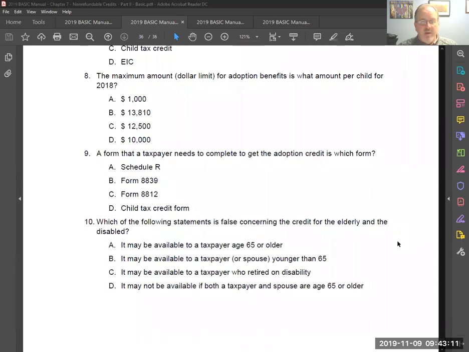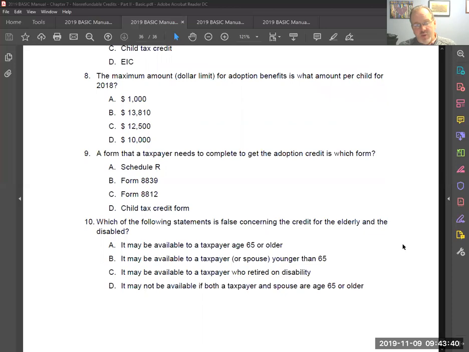And the last one there, which of the following statements is false concerning the credit for the elderly and the disabled? Again, a very good credit. I wish it was more of a credit and more people qualified for it. But as we read these, we got to decide what is false. It may be available to a taxpayer age 65 or older. Again, we talk elderly, that's the age that we usually talk of, and that is true. It may be available to a taxpayer spouse younger than 65.